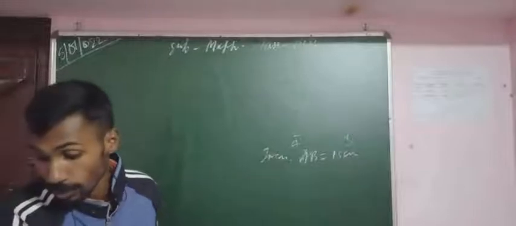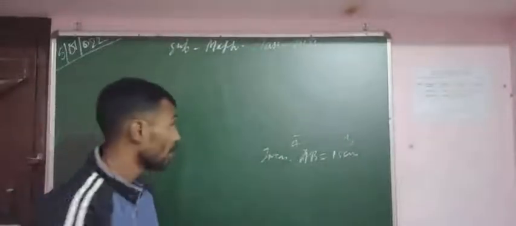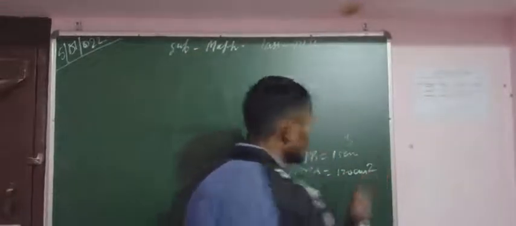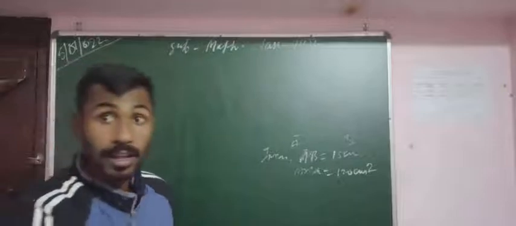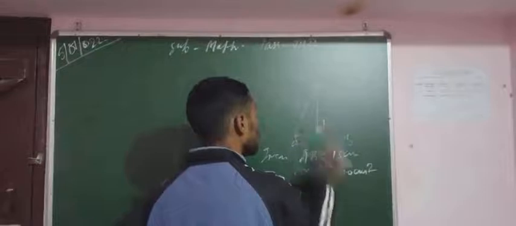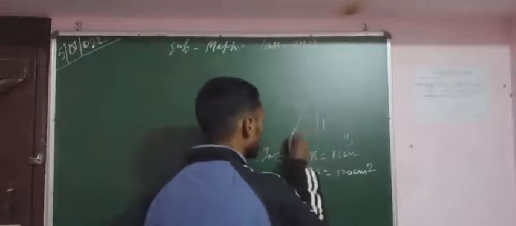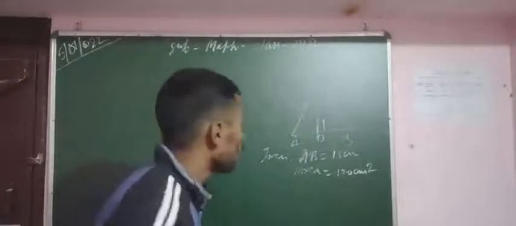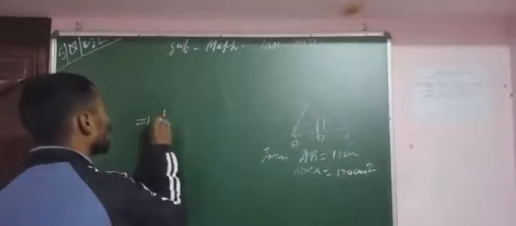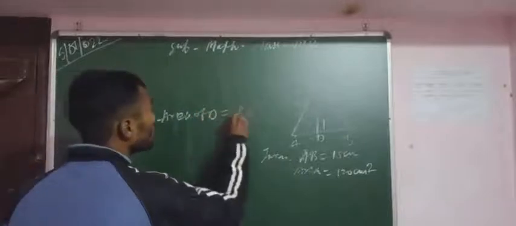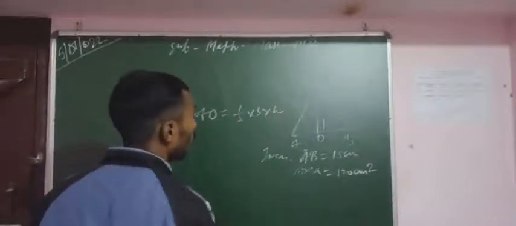Find the height of a triangle whose base is 15 cm and area of the triangle equals 120 cm square, and you have to find the value of h. So you have to find the length CD, which is the height. What do we have? We have the formula: area of triangle should be equal to 1 by 2 base into height.